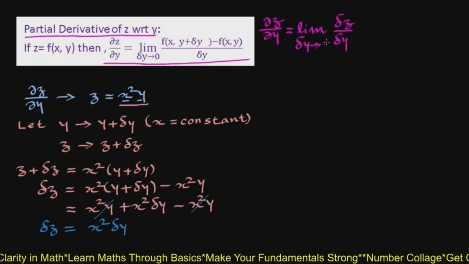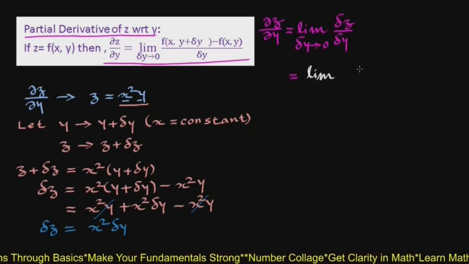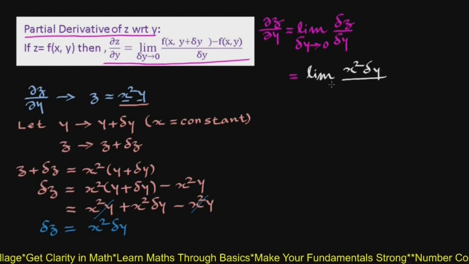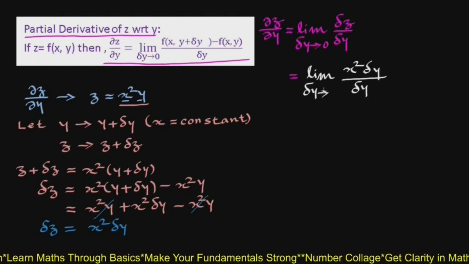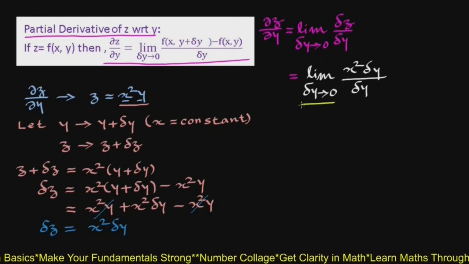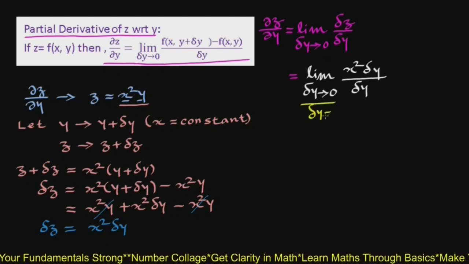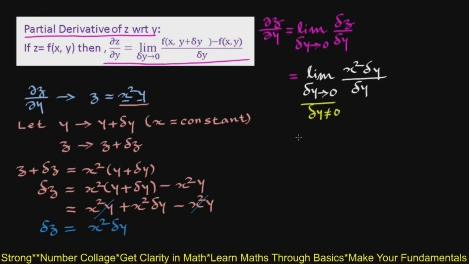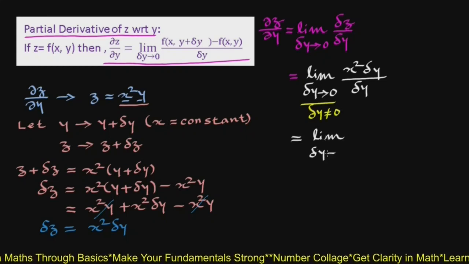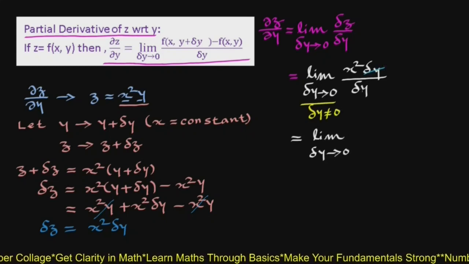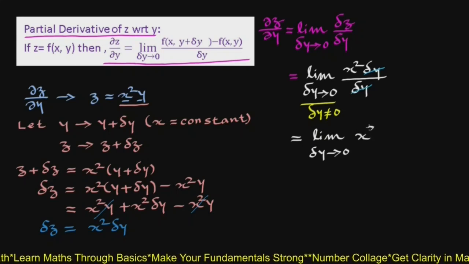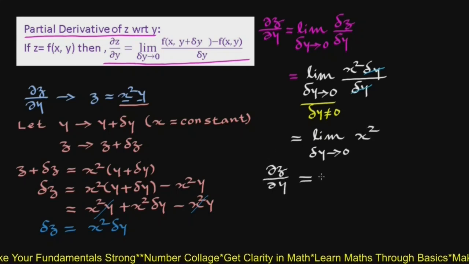as Δy tends to 0, which is the limit of x² Δy upon Δy as Δy tends to 0. As Δy tends to 0, Δy is not equal to 0. Therefore, this limit, cancelling Δy, will be x². So ∂z/∂y will be x².